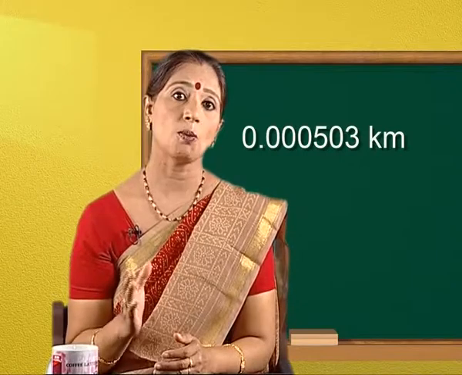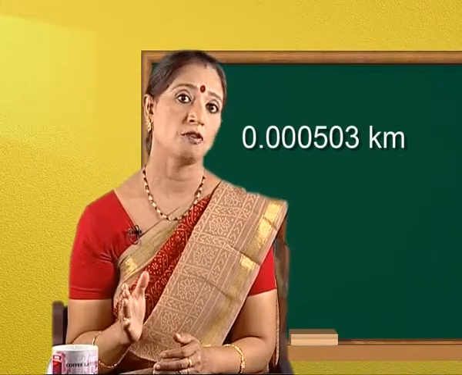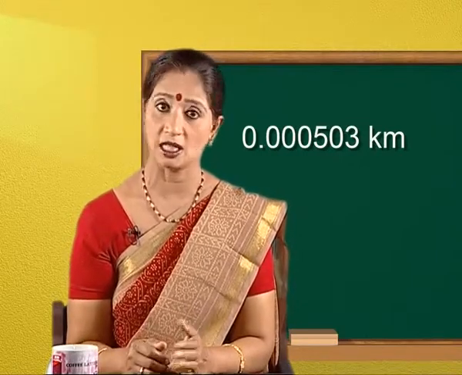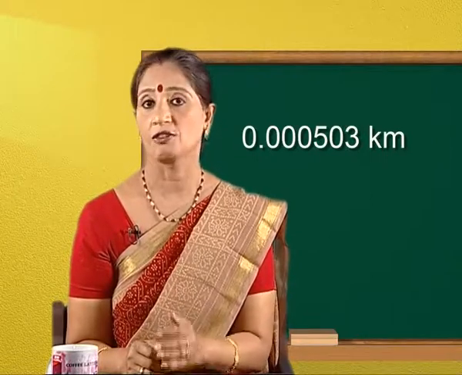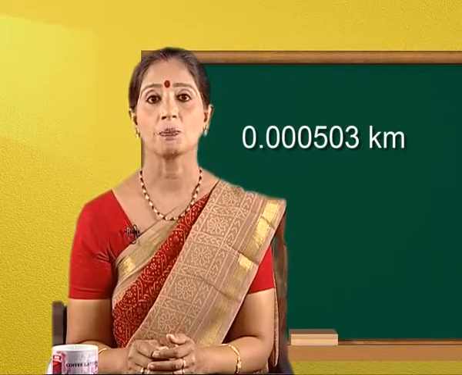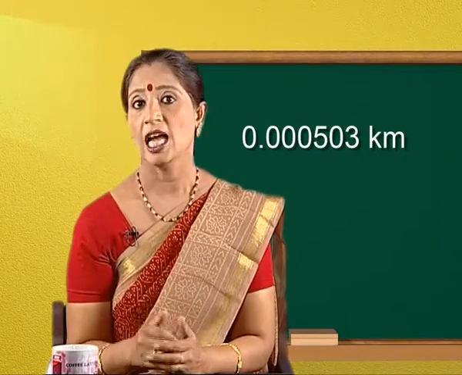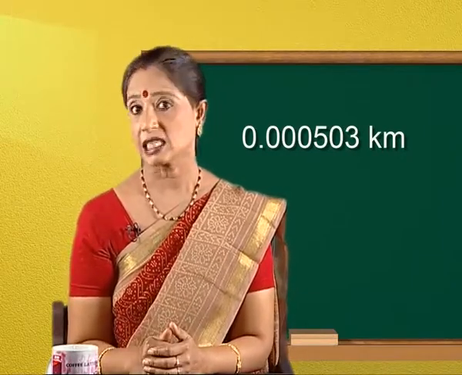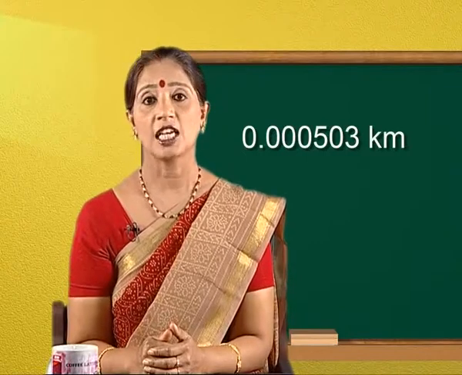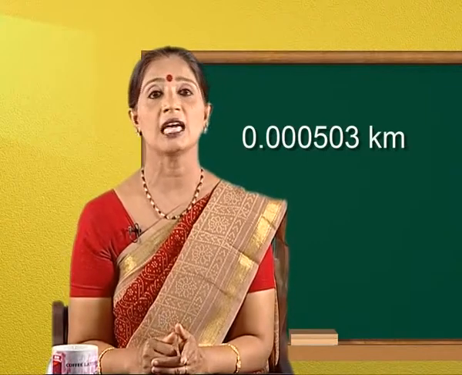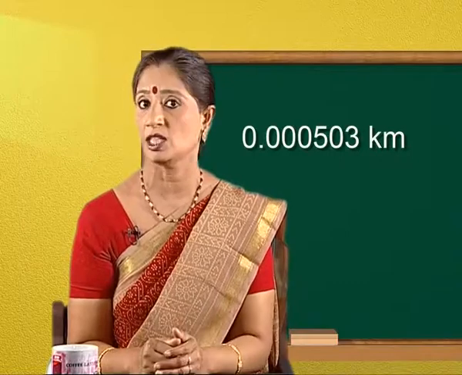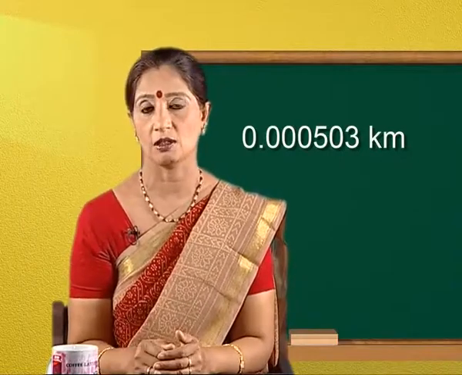Here, 0.000503 kilometer contains 3 significant figures. Therefore, we can say that as per rule number 3, if the value is less than 1, then zeros between the decimal point and the first non-zero digit are not significant.